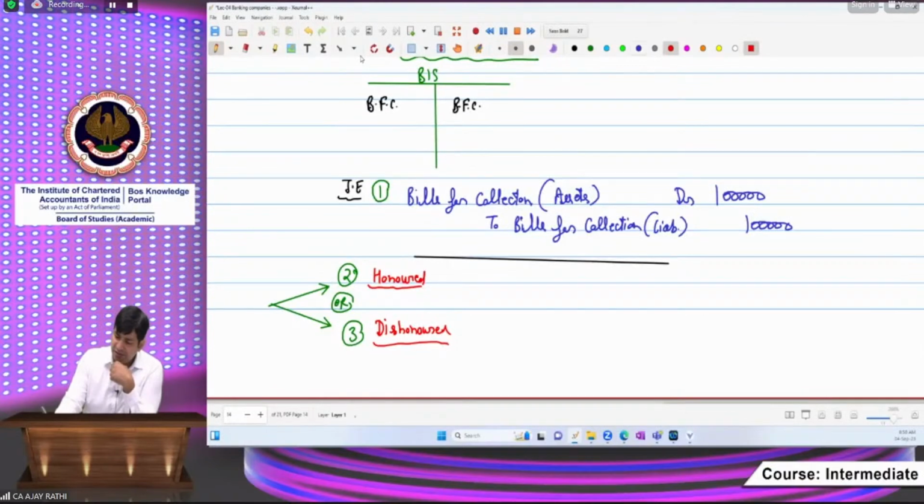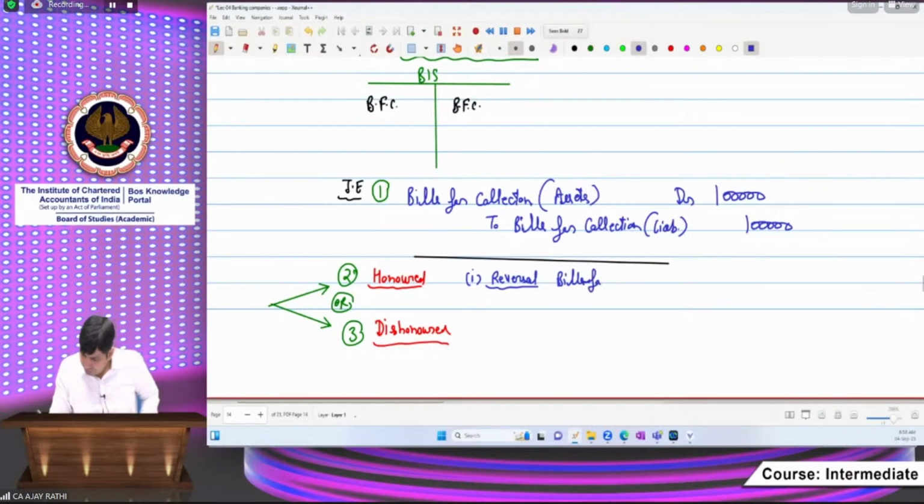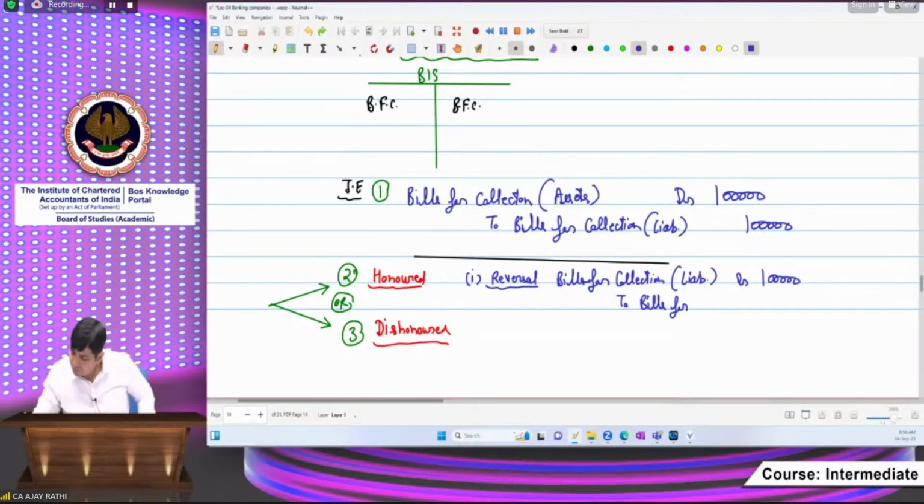But in such a case, first of all, there will be a reversal of such an entry, that is bills for collection. Bills for collection, what will be debited? Those which were credited. That is, the liability will be closed. And two, bills for collection, assets will also be closed.